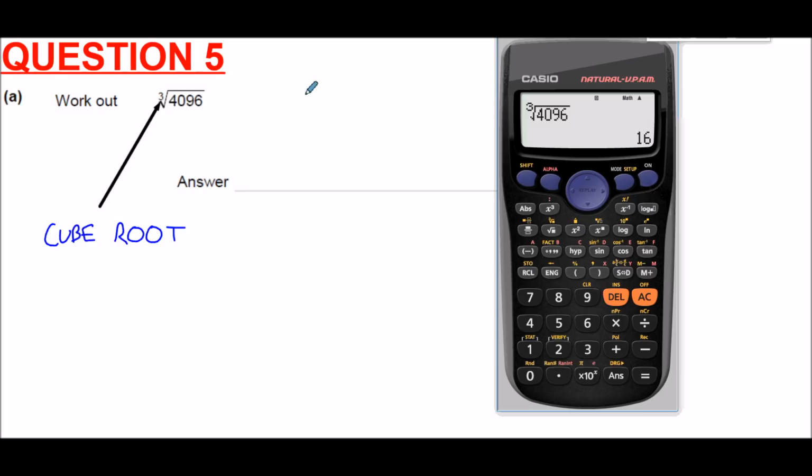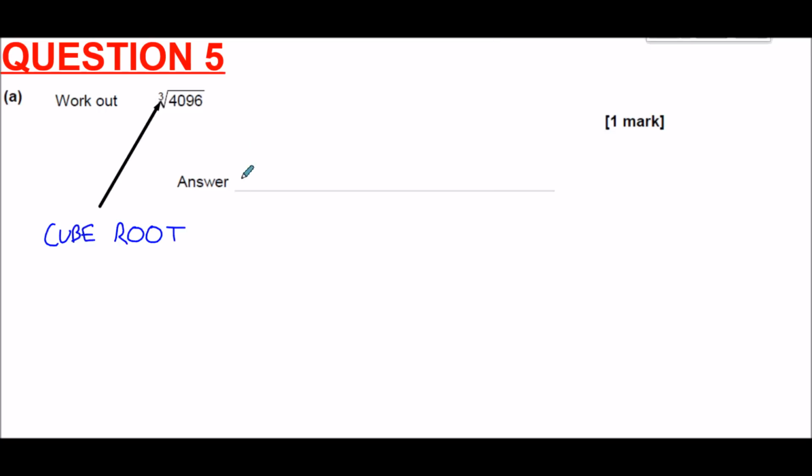And so the cube root of 4096 is 16. The cube root is the opposite of cubing a number, just to let you know. So 16 cubed is 4096. But going back to the original question, our answer is 16. And so 16 is what we've put on the answer line.